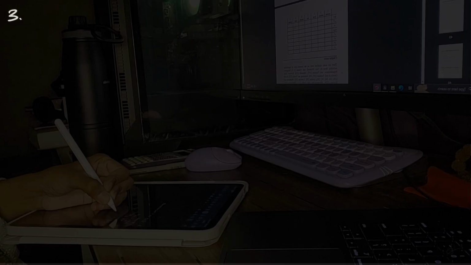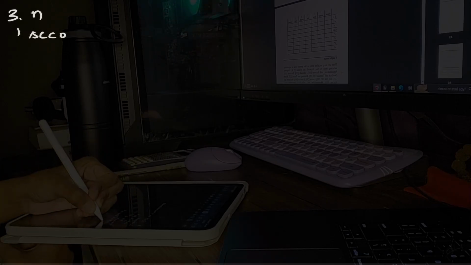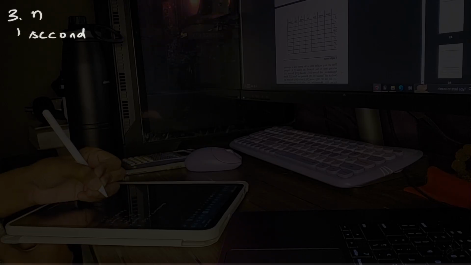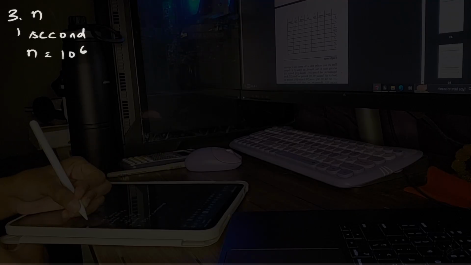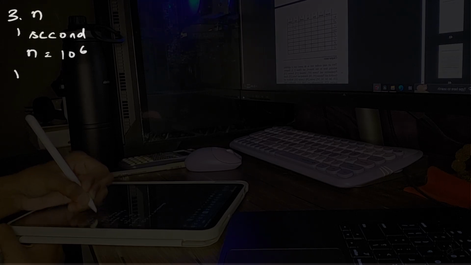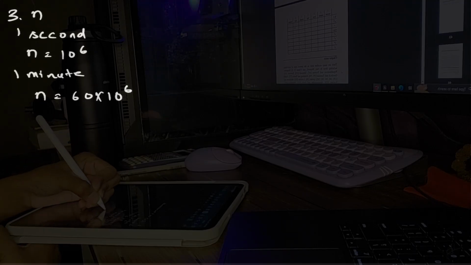Moving on to the next, which is the third one. Now this is pretty straightforward, right? Here, since time is increasing linearly, let's say if in 1 second the maximum input size is 10 to the power of 6, then in 1 minute, with 60 seconds in a minute, it will be the same multiplied by 60.